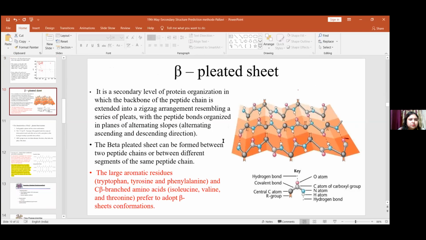What are beta sheets? Beta sheets are a secondary structure of protein organization in which the backbone of the protein is extended into a zigzag form, such that peptide bonds are organized in planes of alternating slopes. What do I mean by this? I will show you in a figure.